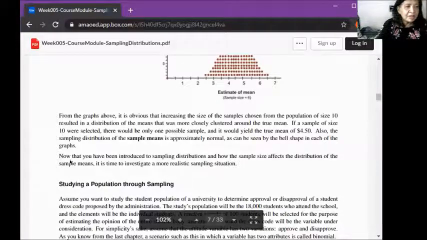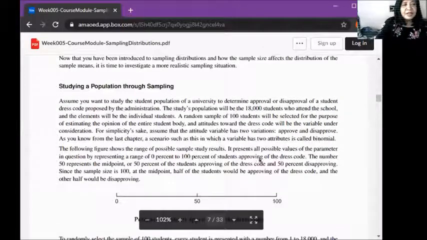The sampling distribution is approximately normal, as can be seen by the bell shape in each of the graphs. Now that you have been introduced to sampling distributions and how sample size affects the distribution of the sample means, it is time to investigate a more realistic sampling situation. This is studying a population through sampling.